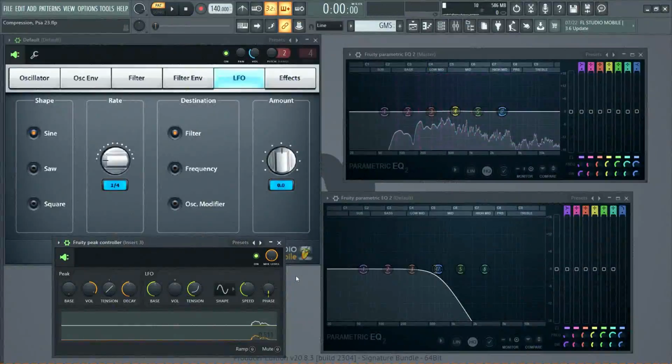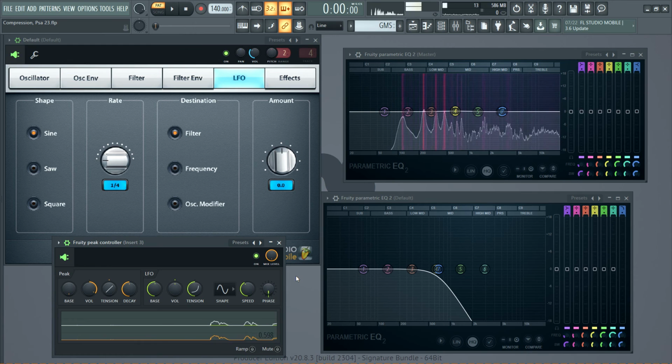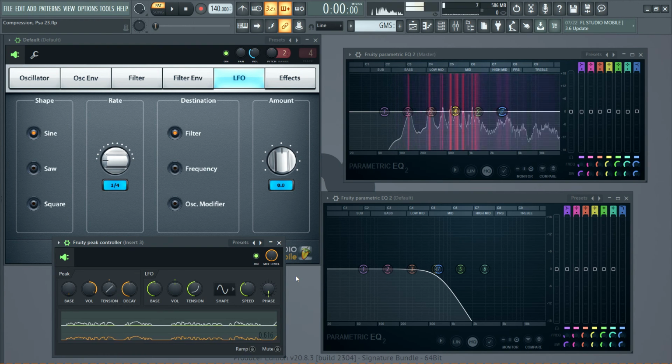Hello everyone, Ron again, and in this video we're going to talk about LFOs, what they are and what they do. So this one is going to be real simple because LFOs are by far one of the simplest topics. So LFO stands for low frequency oscillator.